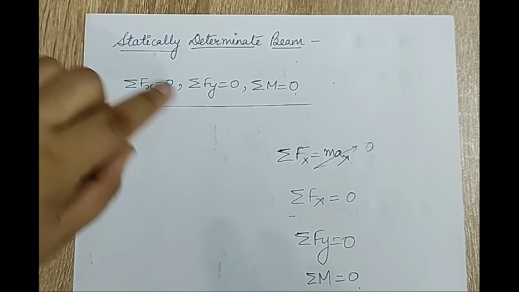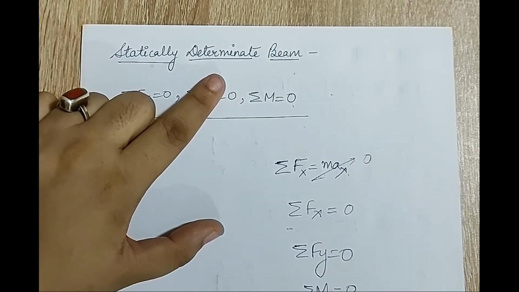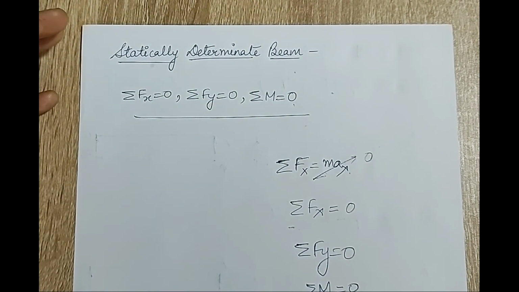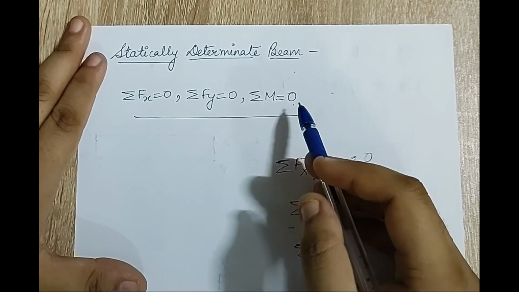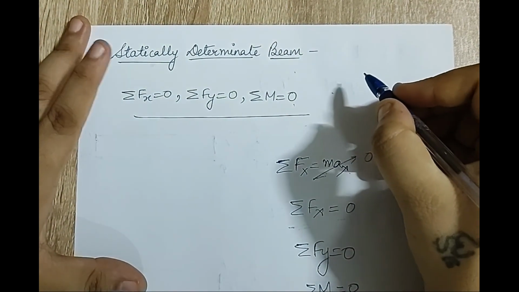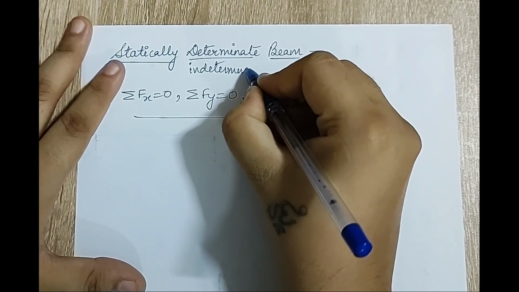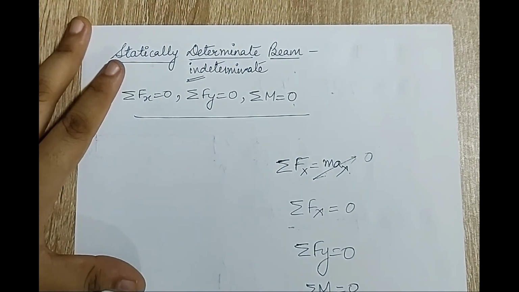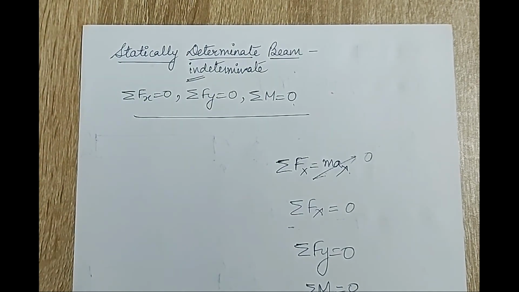So I am saying statically. Determinate means you are able to determine the unknown values of reaction, and we are obviously going to study a beam, hence it is called a statically determinate beam. If using these equations I am not able to solve the reaction values, then I will call the beam a statically indeterminate beam. The prefix in gets added to the word determinate. It becomes indeterminate, which means you cannot determine, you are not able to calculate the unknown reactions.